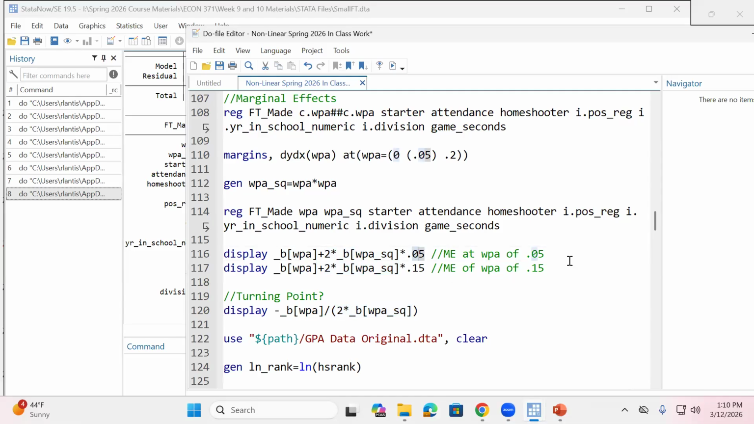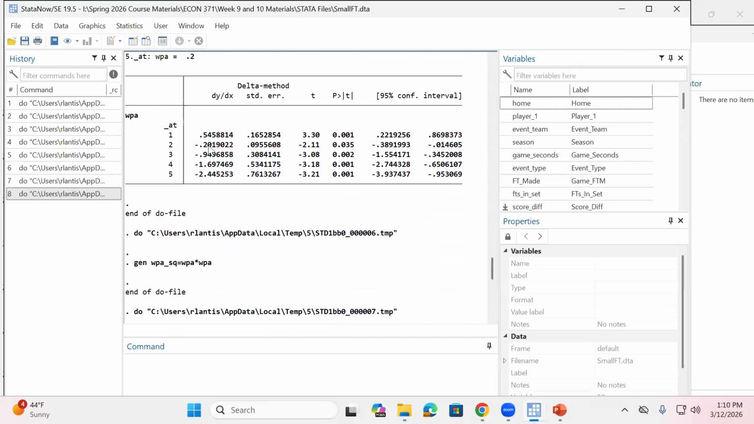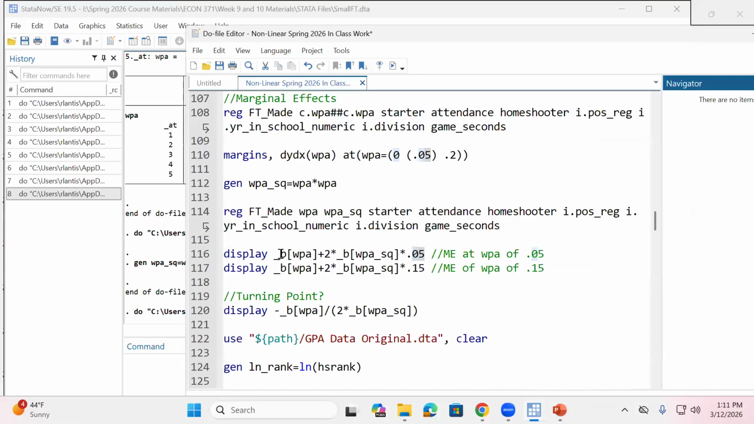So the 2 hypothetical values I've chosen here are 0.05 and 0.15, okay? Now, if I go back here, they should be the same as that margins command predicted. So I think this would have been 0, 0.05, 0.1, and 0.15. So hopefully when I do these calculations for these hypothetical x values of 0.05 and 0.15, I see the exact same values the margins command calculated. That's what it should be doing behind the scenes. I'm just now doing the math, right? I'm having Stata do the math for me and then just displaying that value.